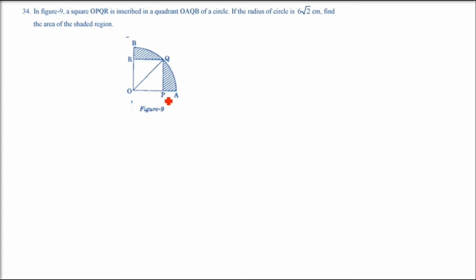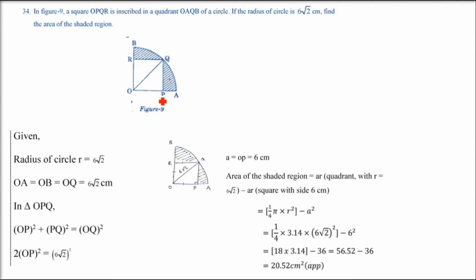In figure 9, a square OPQR is inscribed in a quadrant OAQB. So it's a quadrant, 1/4 of the circle. If the radius of the circle is 6√2, find the area of the shaded region. So what we'll do, we'll find out the area of the quadrant, 1/4 of the circle, and we'll take the area of the square and we'll subtract them. The basic step is to find out the side of this square. Other things are known to us.